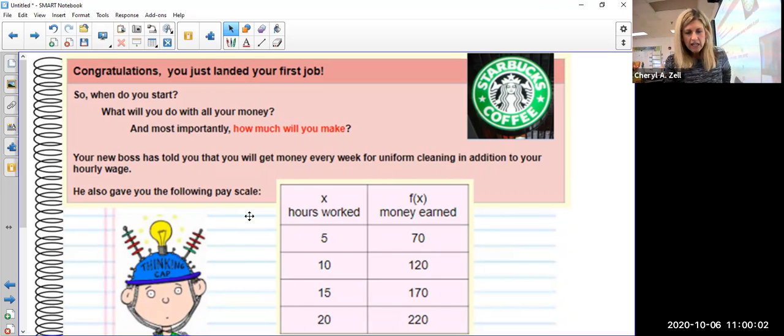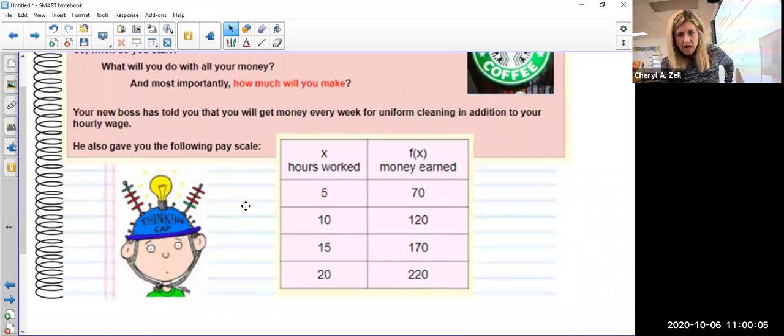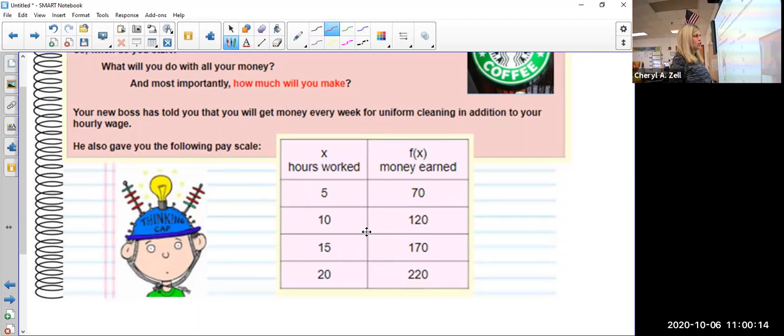So here's the pay scale. Now our X is going to represent hours worked. Now, f of x, which is a more advanced term, but we're going to just call it y for now, okay? You might see f of x later, but it is your y. So that's going to be your money earned. So 5 hours worked, $70 you earned. So what is the rate? What is his pay per hour? So what's the unit rate? Figure that out on your paper.